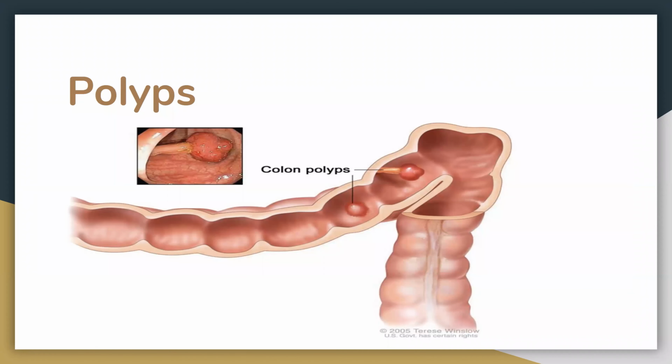Polyps, especially those found in the colon, can indicate problems that can lead to colon cancer. So oftentimes doctors will remove those polyps because they are usually the first indicators that a person might develop colon cancer later on.